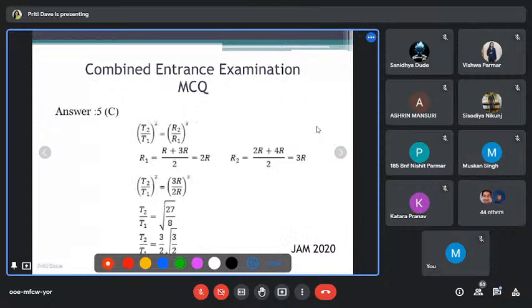Here the formula that you use is Kepler's third law. Now, T2 by T1 the whole square is equal to R2 by R1 the whole cube.